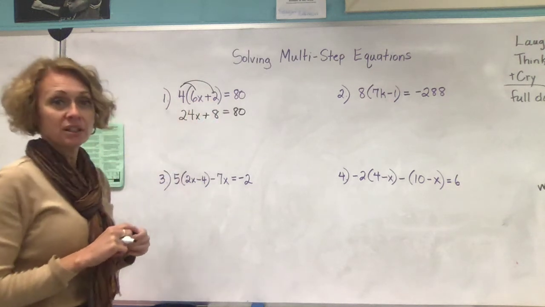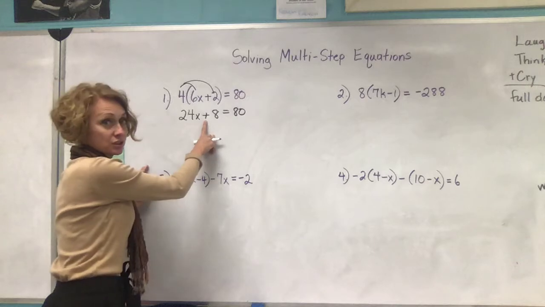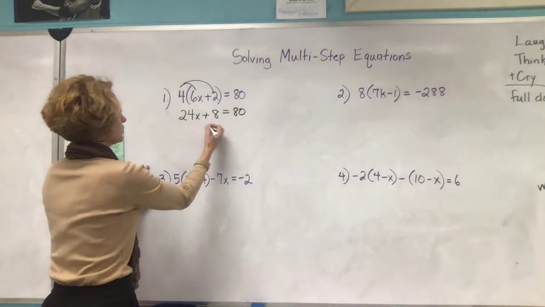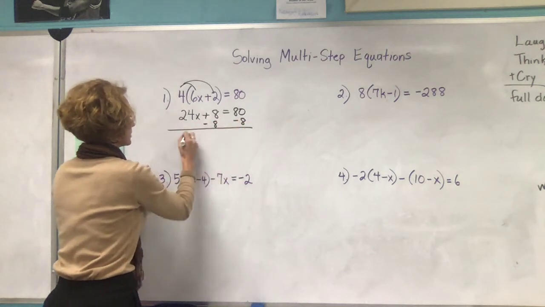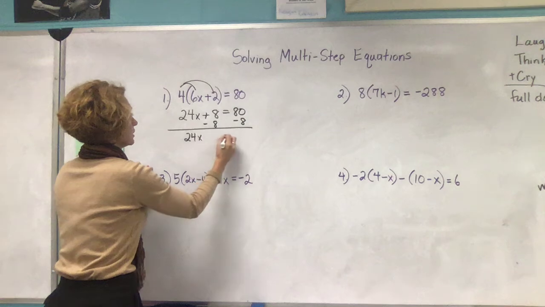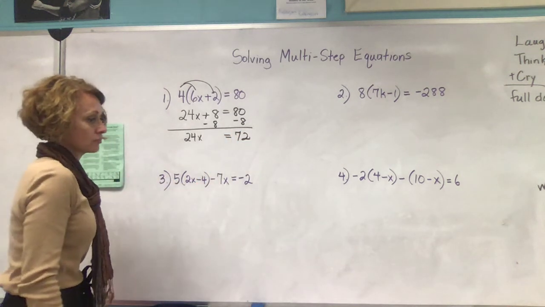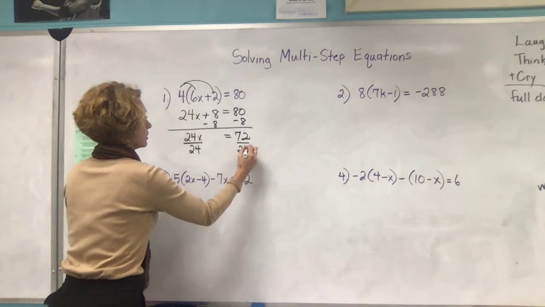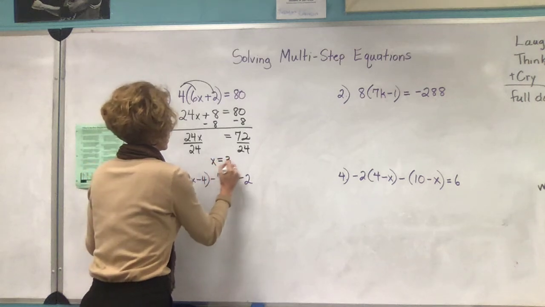All right, so then I use the opposite of my order of operations and do the inverse of addition or subtraction and then the inverse of multiplication or division. So in this one I would subtract 8 from both sides, and that's going to leave me with 24x equal to 72. And then when I divide here by 24, 72 divided by 24 should give me 3.